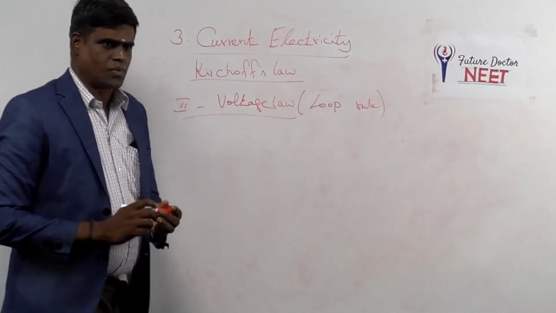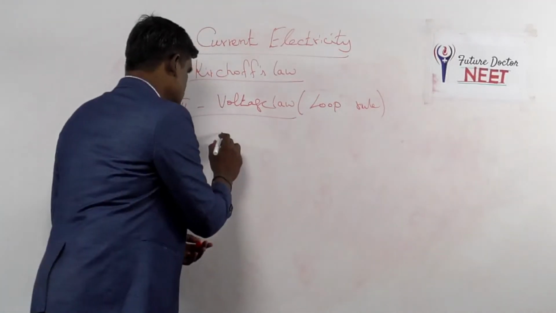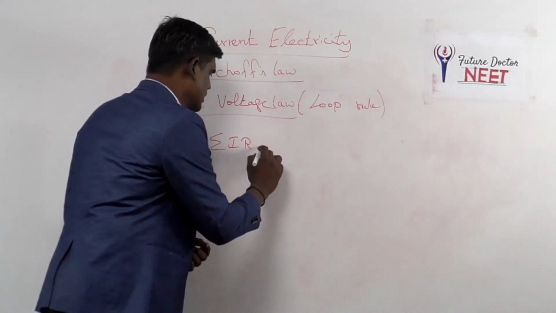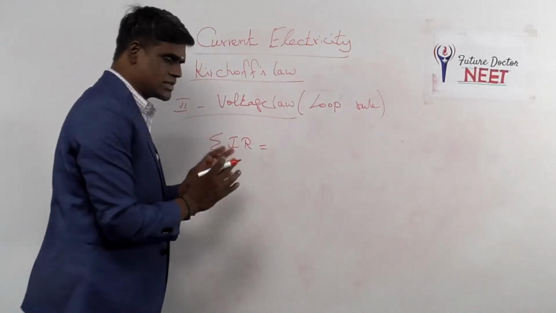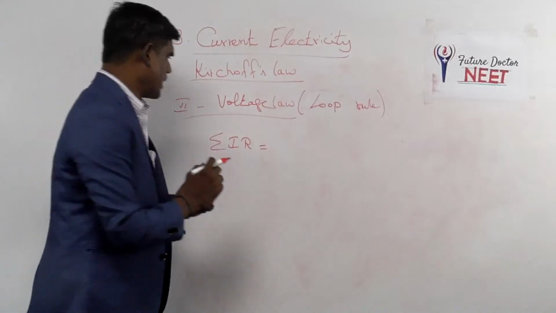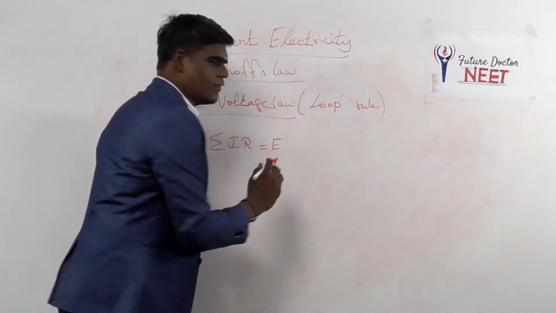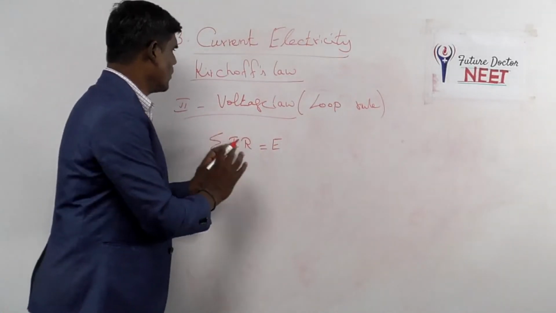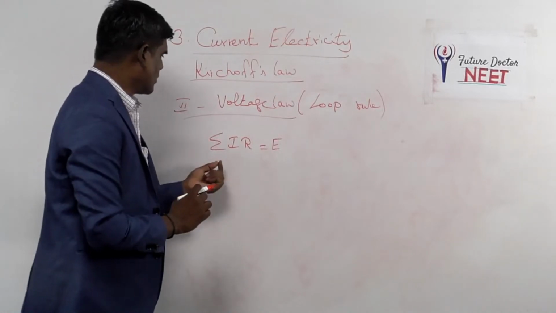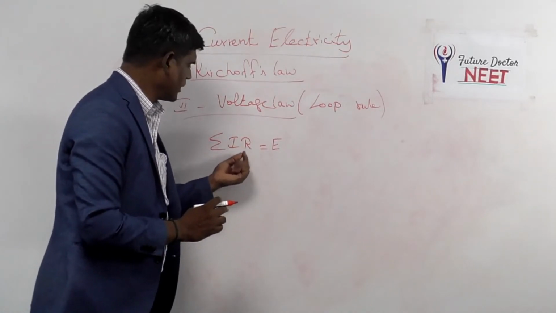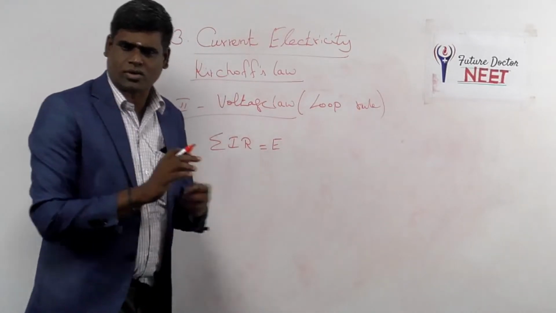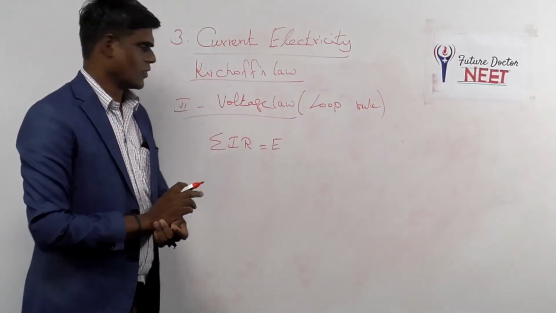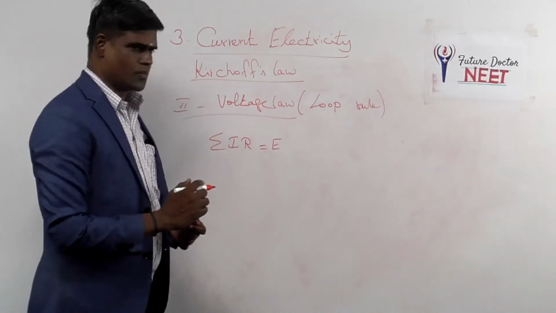Voltage law or loop rule states that the sum of the products of current and resistance in a closed circuit is equal to the sum of the EMF of that closed circuit. This is the voltage law. The sum of the products of the current and resistance in a closed circuit is equal to the EMF of that circuit. This is only the voltage law or loop rule.